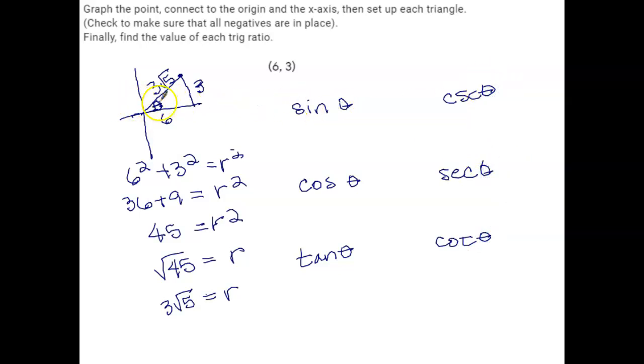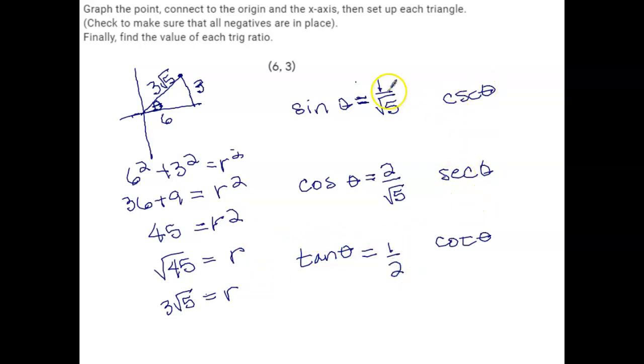Okay, so sine, remember it's y over r. So this would be 3 over 3 radical 5. Those 3's are going to cancel each other out, so really this is going to be 1 over radical 5. Cosine is going to be x over r, so 6 over 3 radical 5, and that's going to reduce down to 2 over radical 5. And then tangent is the y over the x, so 3 over 6, which reduces down to 1/2.